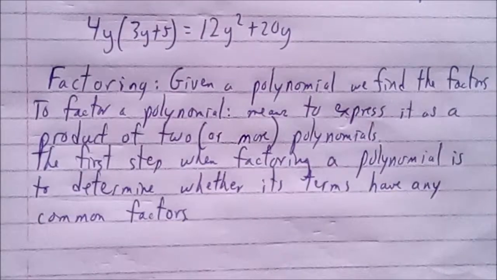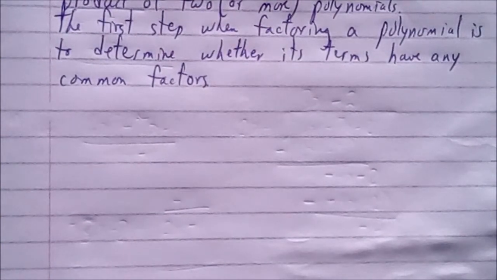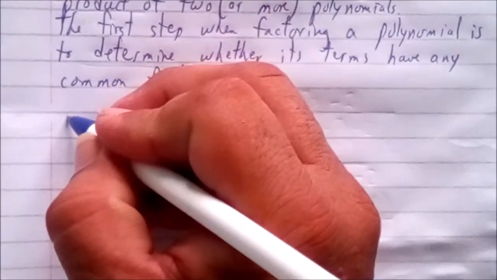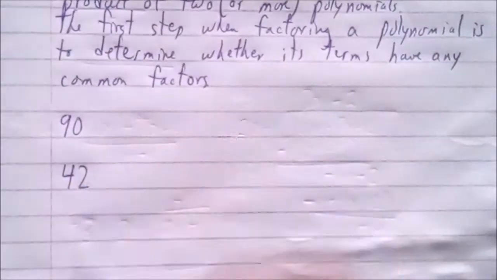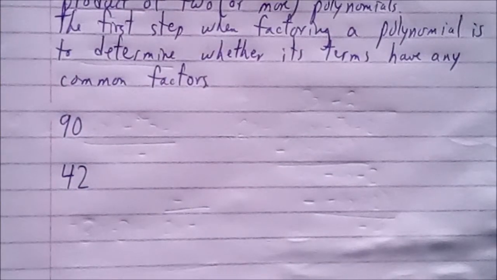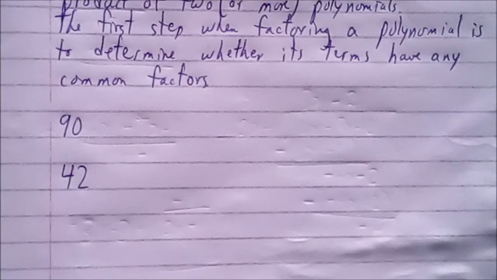Okay, so we're going now into finding the greatest common factor of a list of items. To determine whether two or more integers have common factors, it is helpful to write them as a product of prime numbers. What does that mean? Consider I give you two numbers, 90 and 42, and I ask you to find me the greatest common factor of 90 and 42.